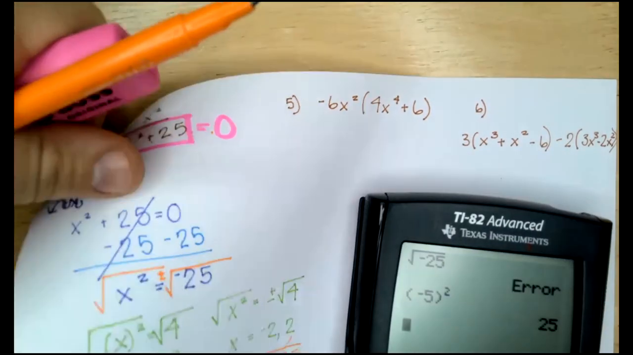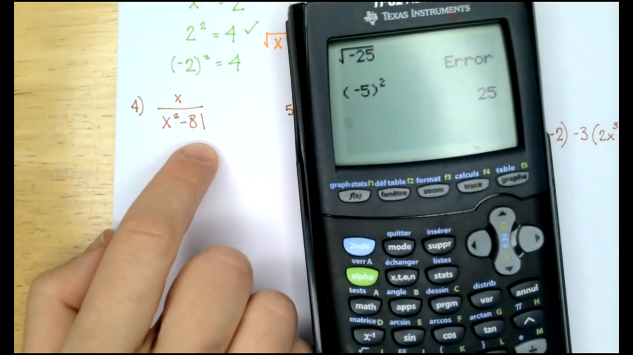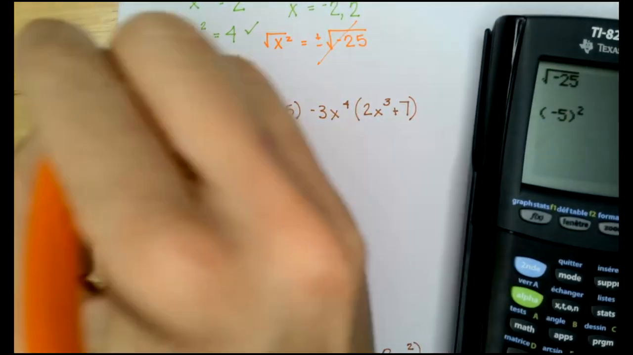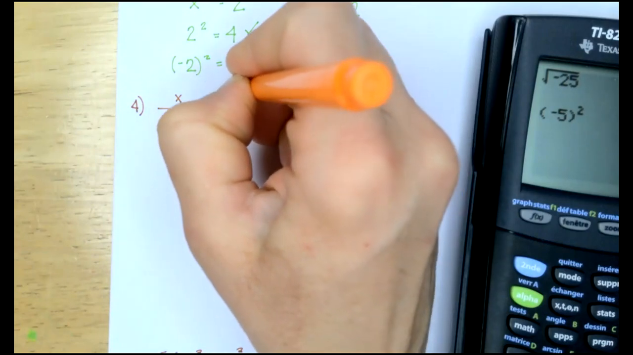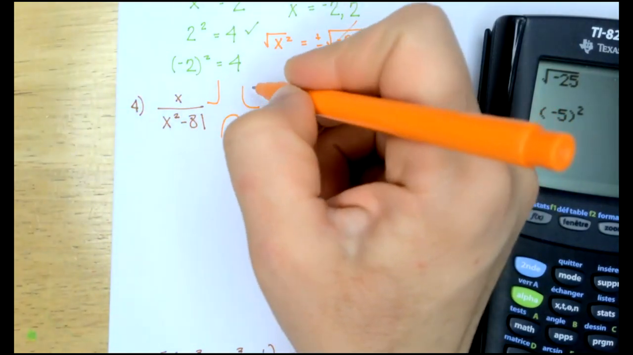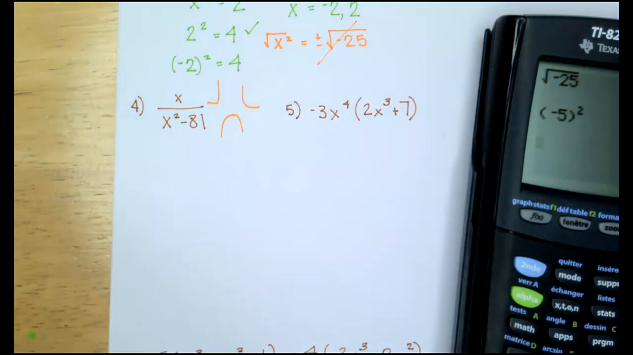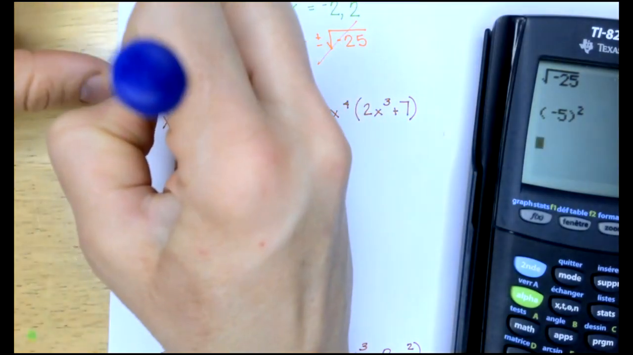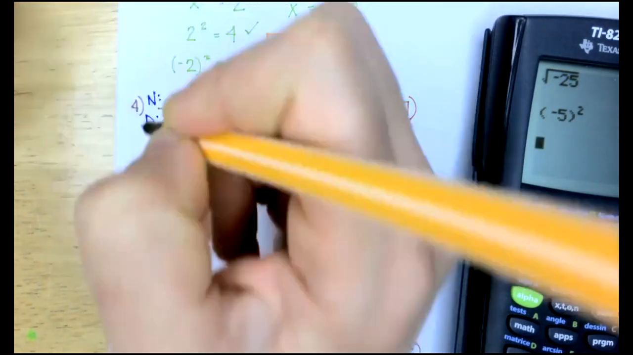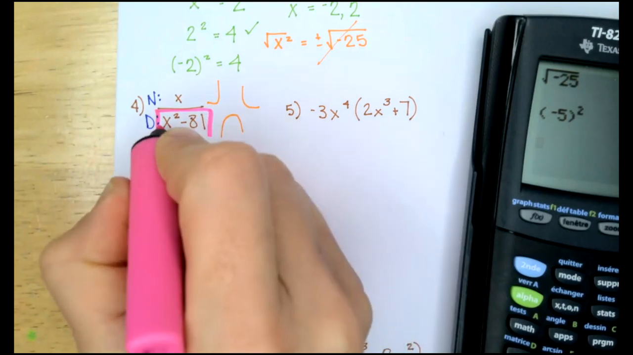Let's just go straight down to this one now. X divided by x squared minus 81. Remember that graph looked like this, right? That means there are numbers here, there's a number here, and there's a point or a number, where the graph will not exist. So same thing though. This is your numerator. This is your denominator. You do not want the denominator to equal 0.